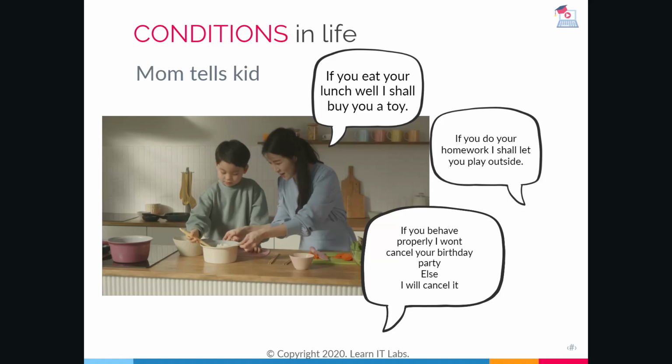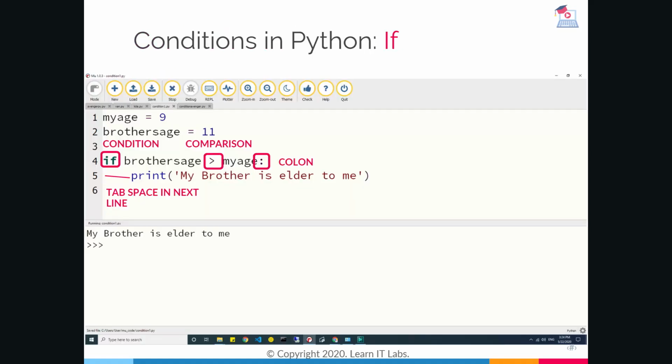In Python, we use the if keyword. For example, to check if your brother is older than you, in Python: myAge = 9, brotherAge = 11, if brotherAge > myAge: print "my brother is elder to me". If that condition is true, the computer runs the indented line of code.